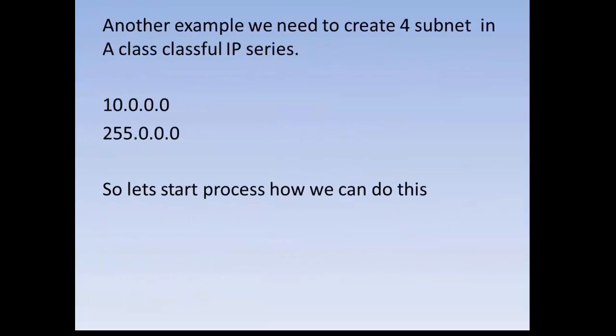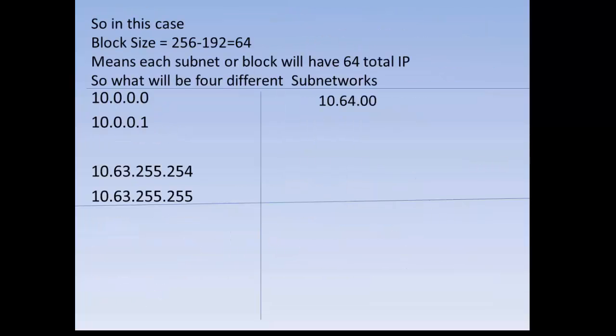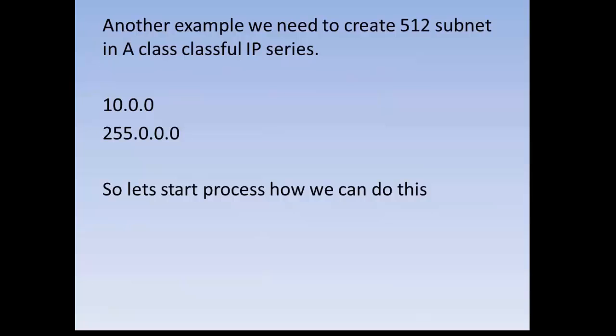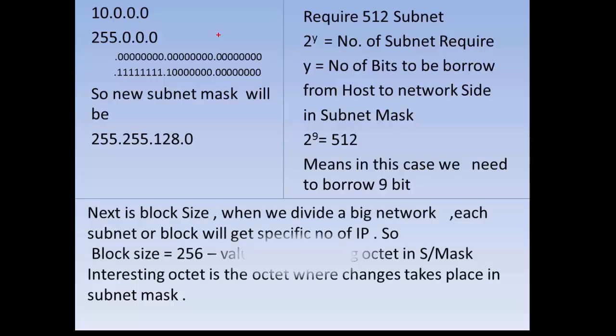Okay. Take another example, where we require the 512 subnets. So in this case, the CIDR will be 8 plus 1, 9, plus 8, means 8 bits, 1 bit, 8 plus 8, 16, plus 1, /17. So we can write the CIDR like this also. So CIDR is just an alternate way to represent the subnet mask.